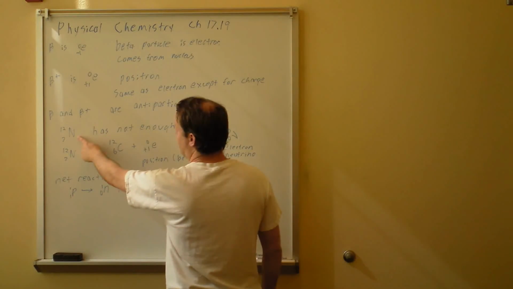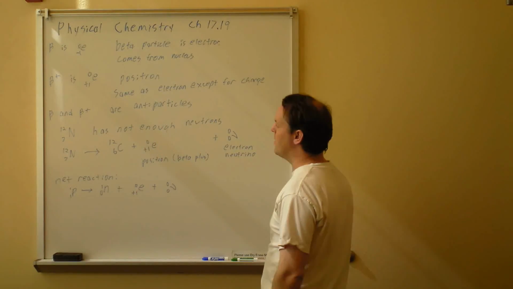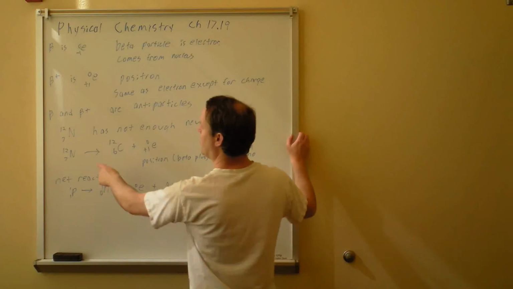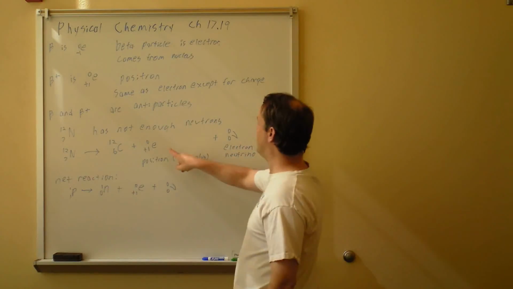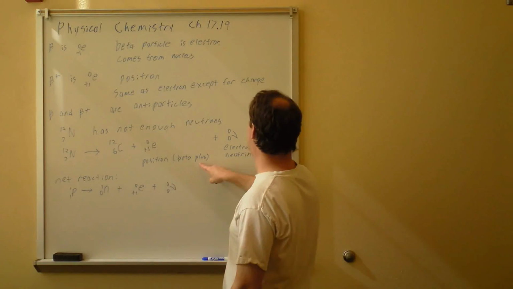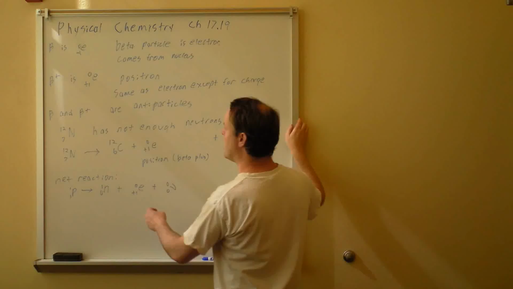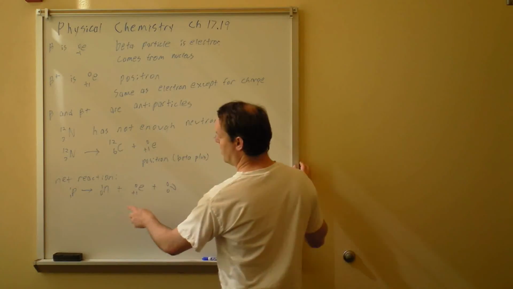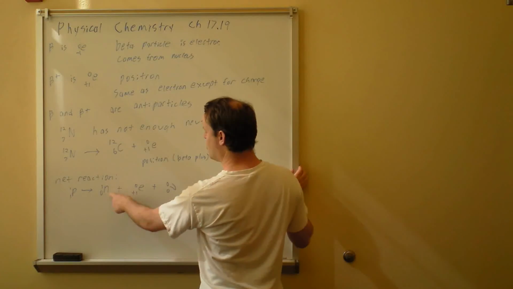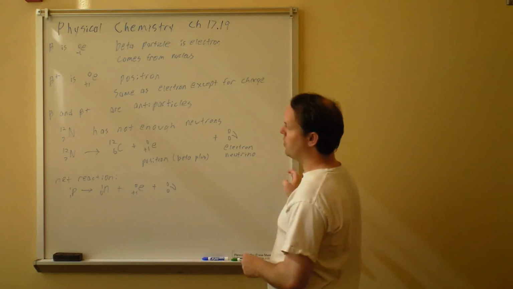Now, nitrogen-12 has not enough neutrons. So what it's going to do, it's going to go from nitrogen-12 to carbon-12, giving off a positron, same thing as a beta plus particle, and an electron neutrino. So the net reaction is that one proton is going to become a neutron and a positron and an electron neutrino.